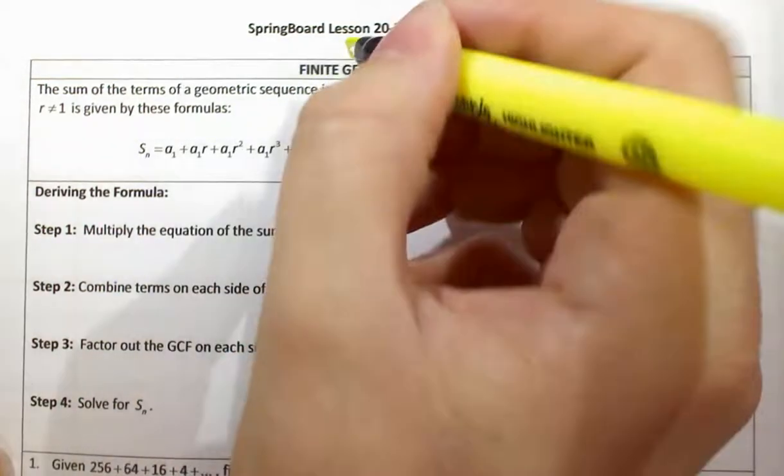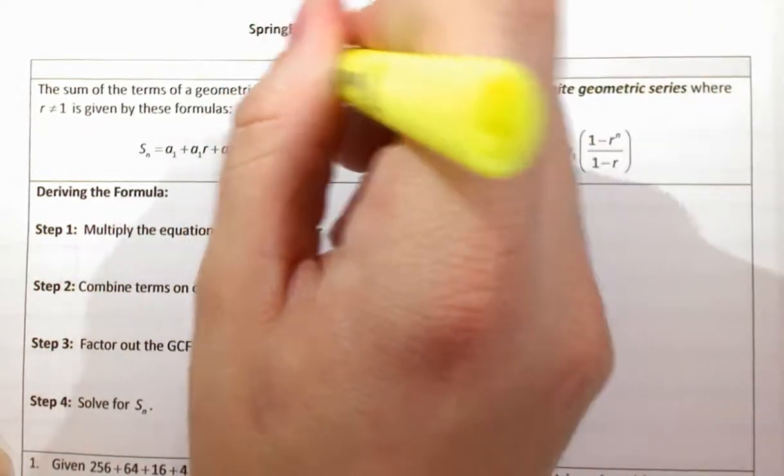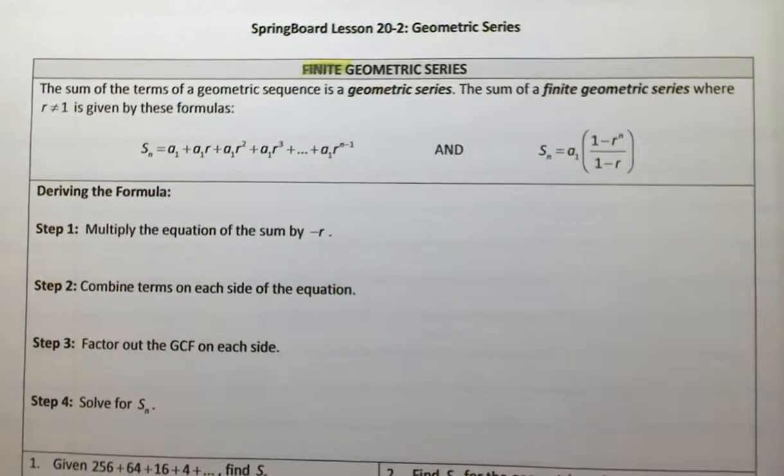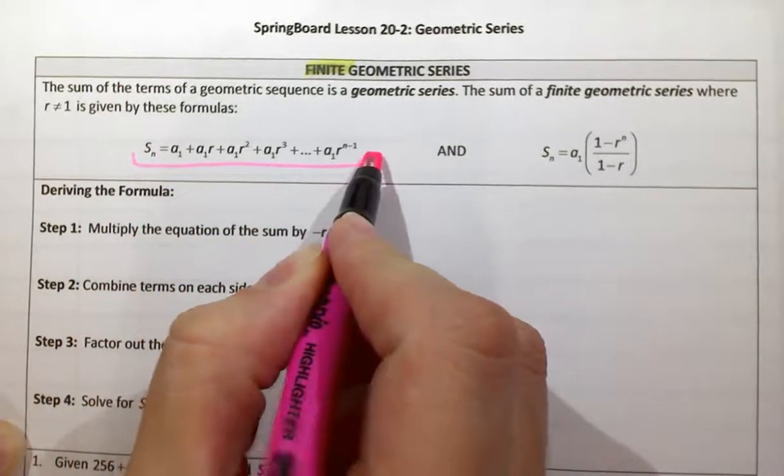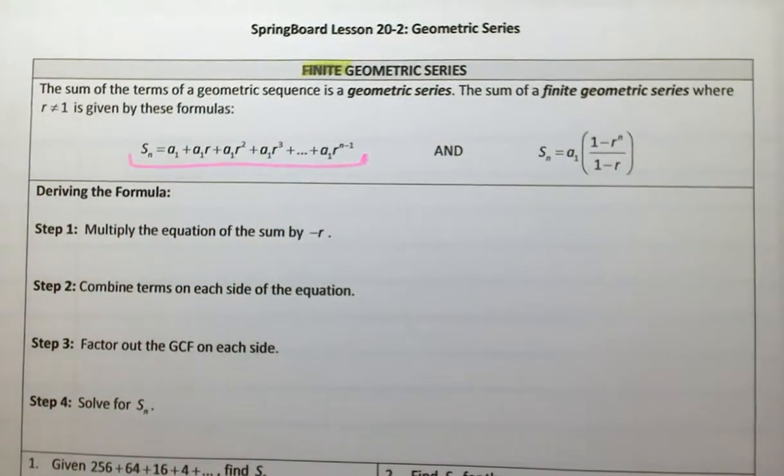If you recall, a geometric series is similar to an arithmetic series in which it's a series where you add up all the terms. So we're going to be adding up all the terms of a geometric sequence, just like an arithmetic series was adding up all the terms of an arithmetic sequence. And what you're going to find is that this formula here is kind of the common sense formula. It simply says add up all the terms.